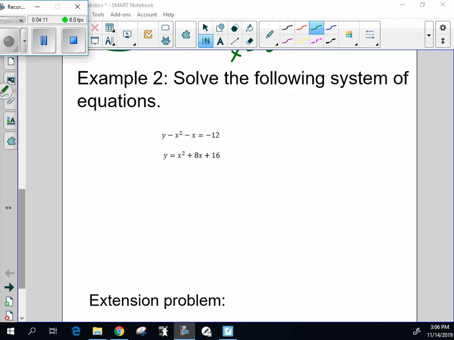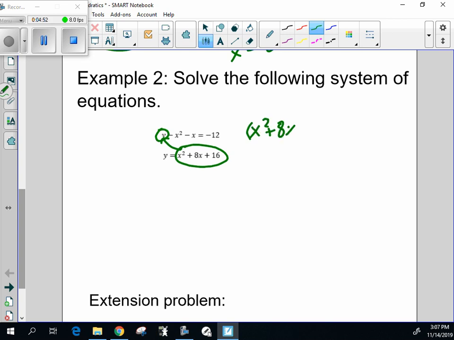For example 2, we have, again, two equations. Now we have two quadratic equations. You can see they both have squared terms. Again, you can solve both equations for y, or you can solve just one of them for y. Y equals x squared plus 8x plus 16. And you can just substitute that in for y if you'd like. A lot of times it's easier to just substitute it in. So I'm going to take the y here and substitute x squared plus 8x plus 16 in for the y. So where the y is, I'm going to put x squared plus 8x plus 16.